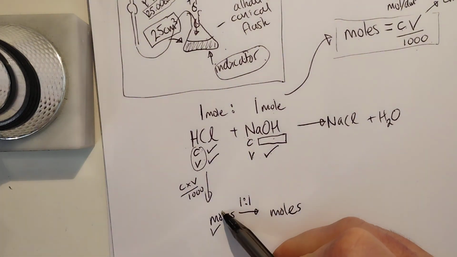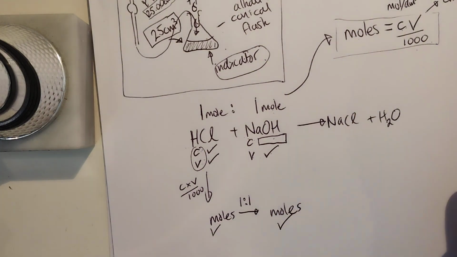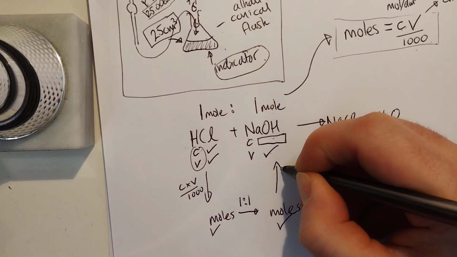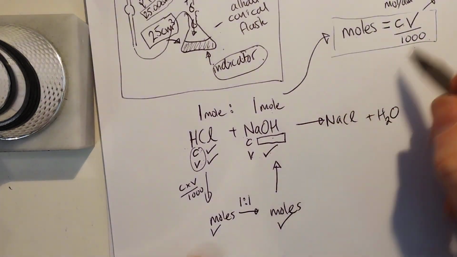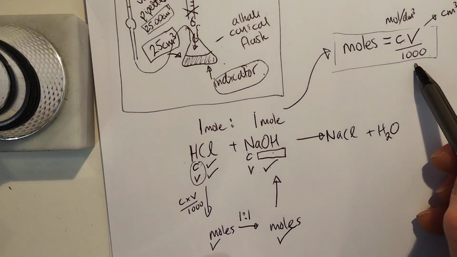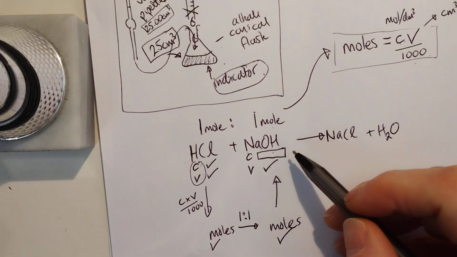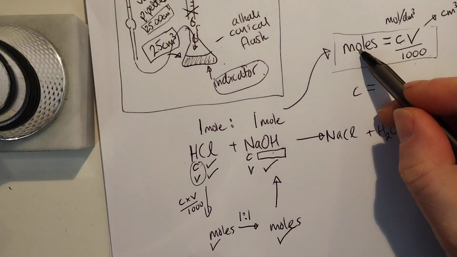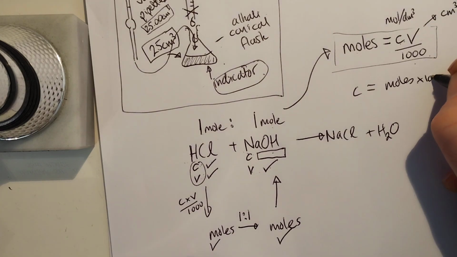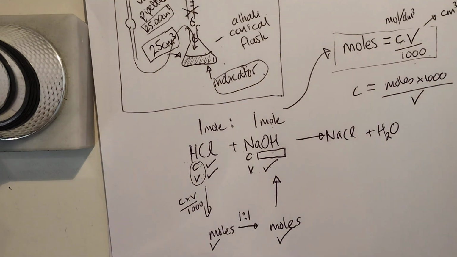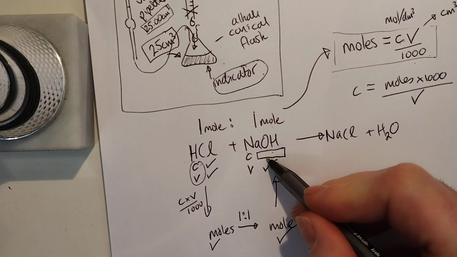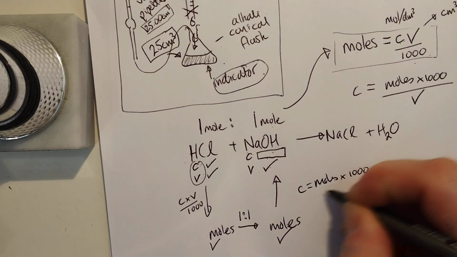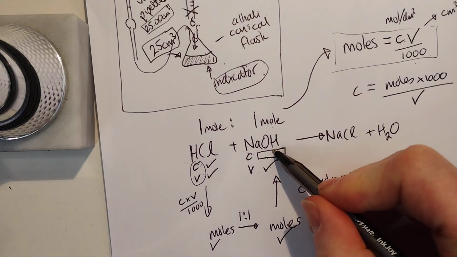If I know the moles of this substance, and I know that 1 mole reacts with 1 mole, I will know the moles of this substance. So therefore, if I've got the moles of this and the V, this is the clever bit. If I know that moles equals C times V over 1000, I can rearrange this to work out C. So C equals moles times 1000 divided by the volume. All I've got here are moles and a volume, so I could do C equals moles times 1000 divided by the volume, and this will give you your missing answer.